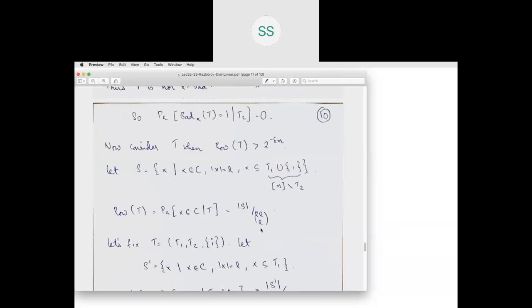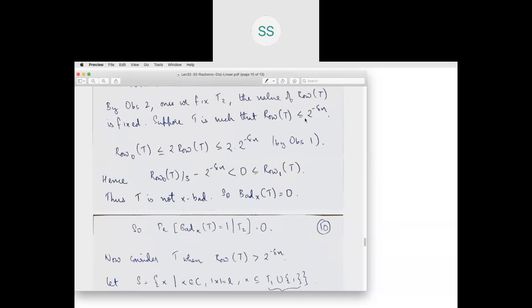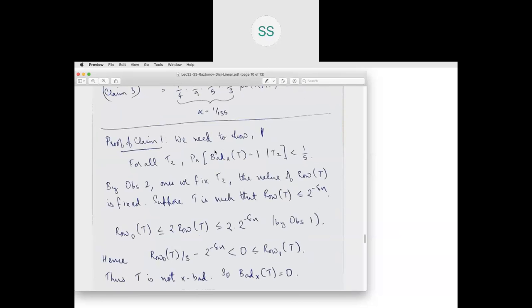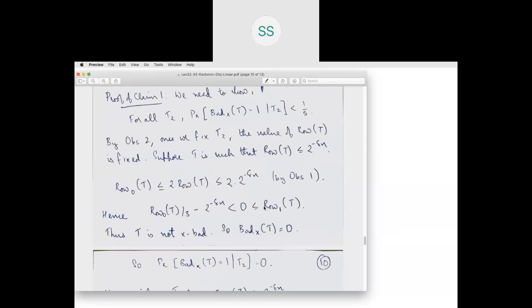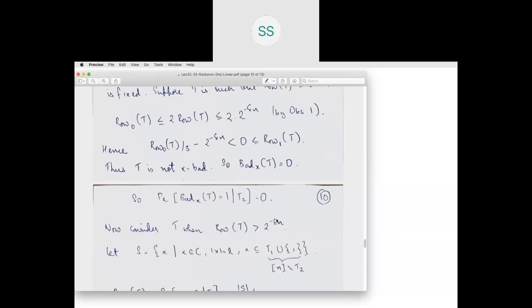We first took care of the case when rho t is at most 2 power minus delta n, in which case the bad t was 0 and the probability of bad t equal to 1 is also 0, and hence this inequality is satisfied. Now let us go to the more involved case of rho t greater than 2 power minus delta n.